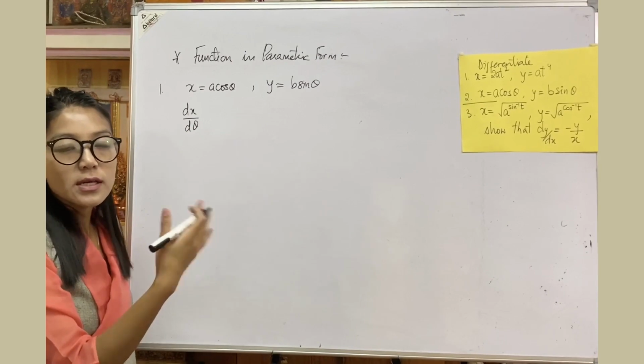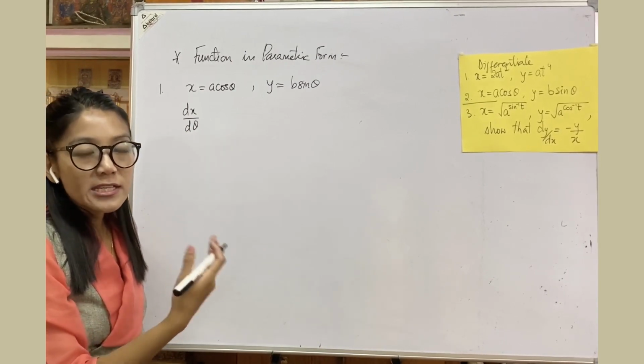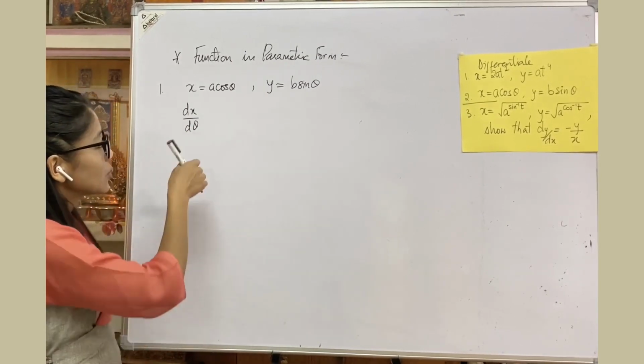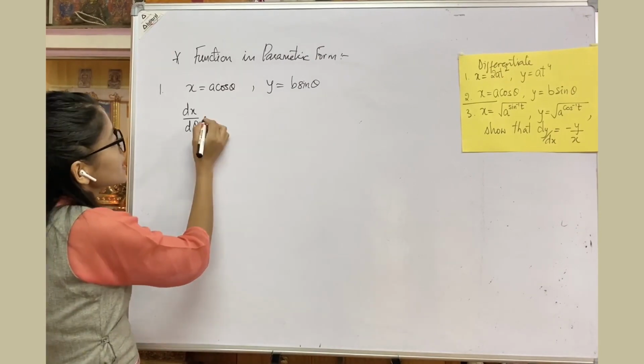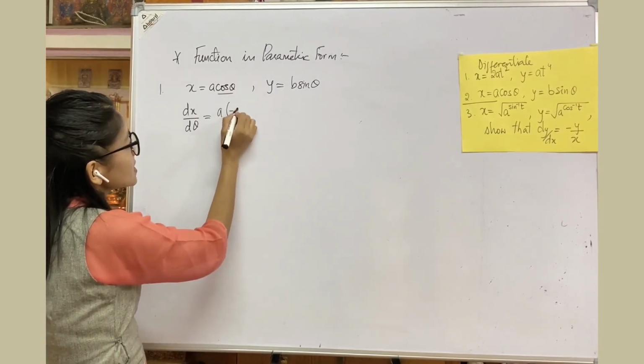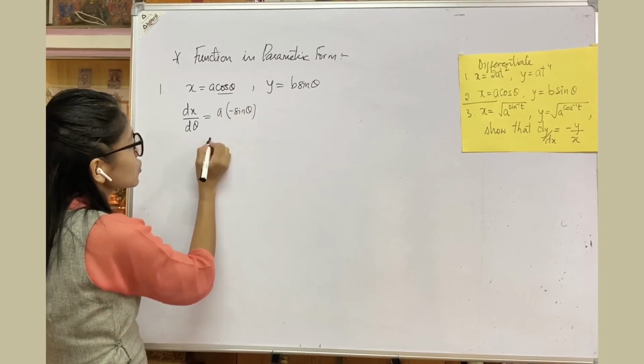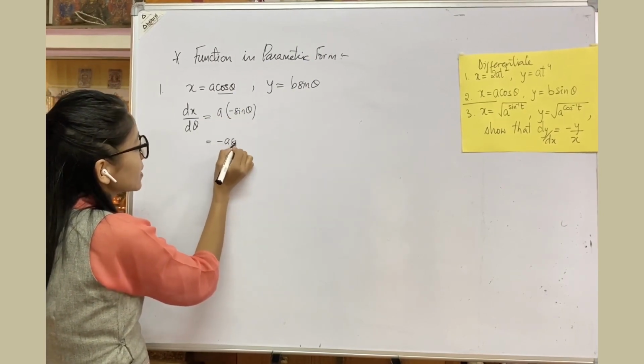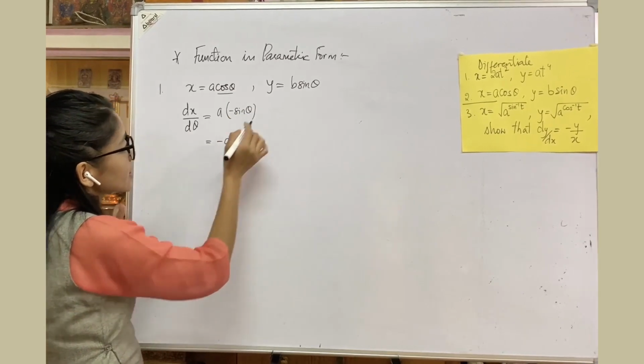Whatever the third variable is, the function is being expressed with respect to that variable, and you have to differentiate. Here a is constant. What is the derivative of cos? It is negative sin theta. So that is equal to negative a sin theta. You can write it like this.